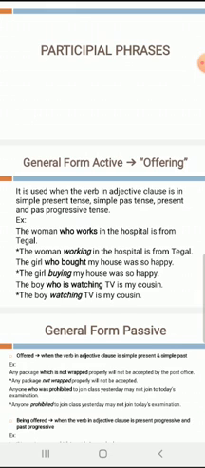Then the third example: the boy who is watching. The adjective clause is present progressive tense, so still the same. The boy watching TV.